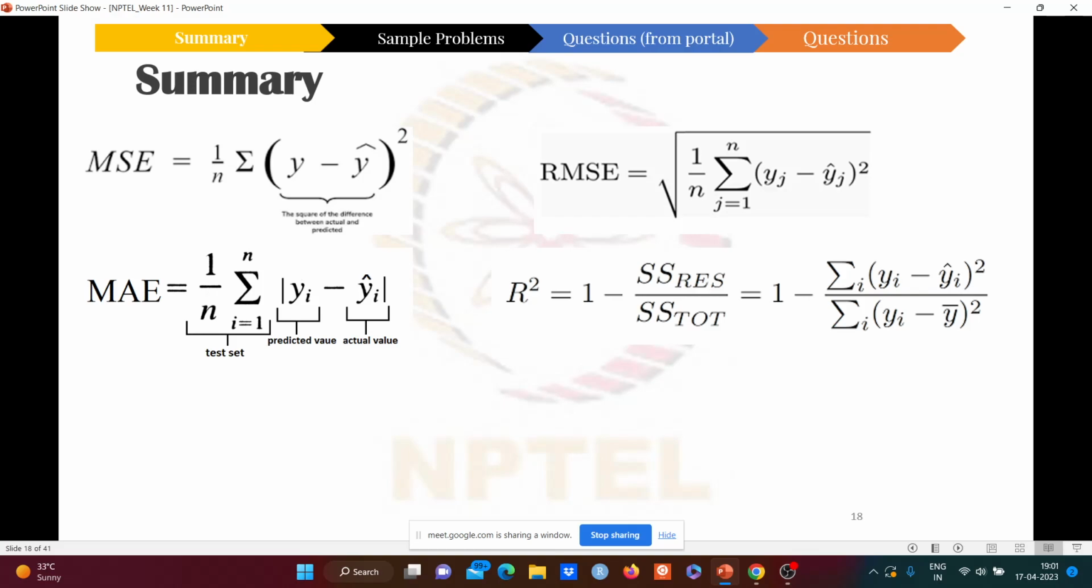Next is R squared. This measures the proportion of variance in the output variable. R square ranges from 0 to 1, where 0 indicates the model explains none of the variance in the output variable, and 1 indicates the model explains all of the variance in the output variable. And we have R square and adjusted R square, which are other metrics that help us to evaluate the models.